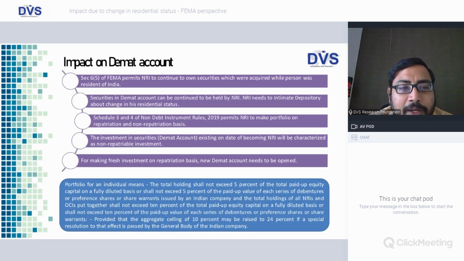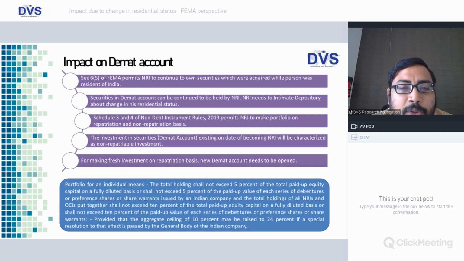Next, on the impact on the Demat account. This part is covered in section 6.5 of the FEMA, where it permits an NRI to continue to own its securities which were acquired while the person was resident in India. So he can continue to hold the Demat account which he opened when he was a resident. And the securities in the Demat account can continue to be held by the NRI.